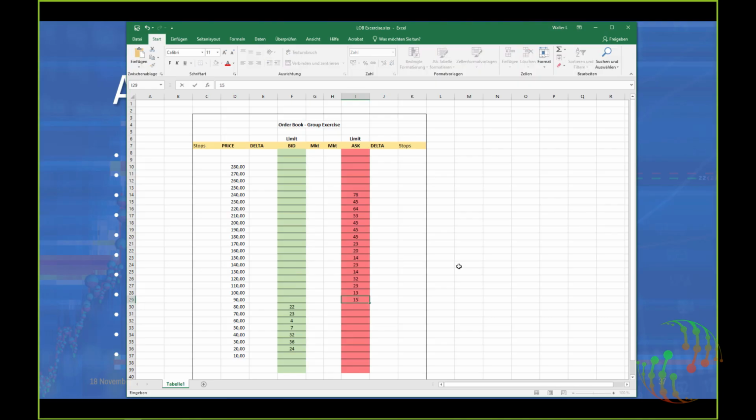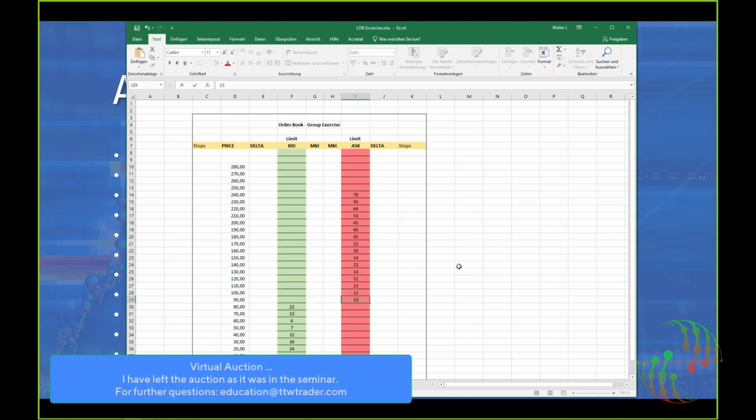Yes, we are simulating the future market. The exchange is open and I'm the auctioneer. So what I'm doing now is, let's do it a little bit slower. I'm the auctioneer and I start to bid.